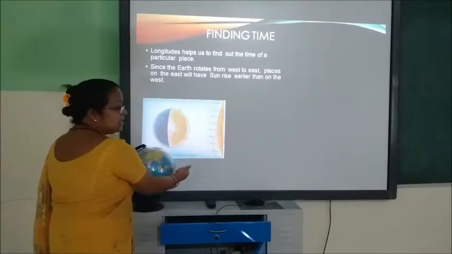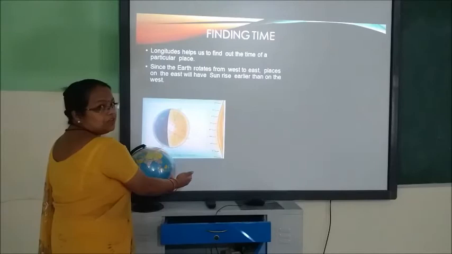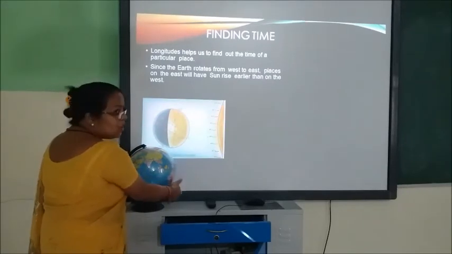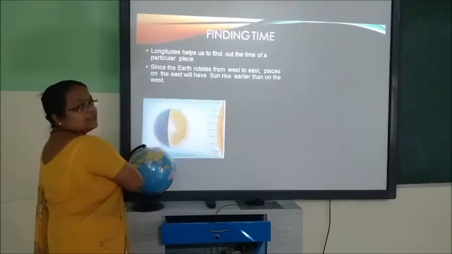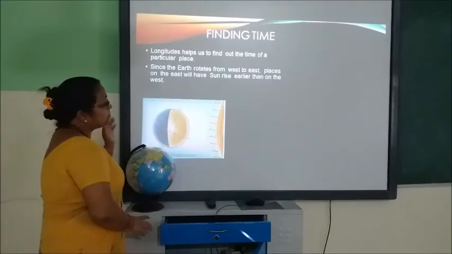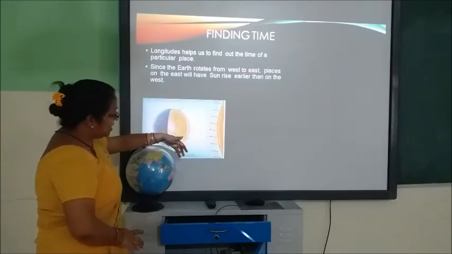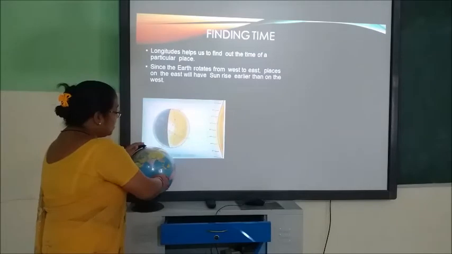So the countries and states on the east side will have sunrise first, compared to the west side. Understood? So the places on the east will get sunrise earlier as compared to the west side, children.